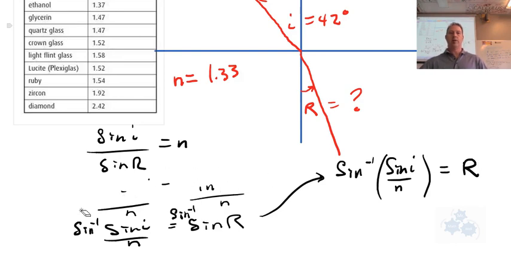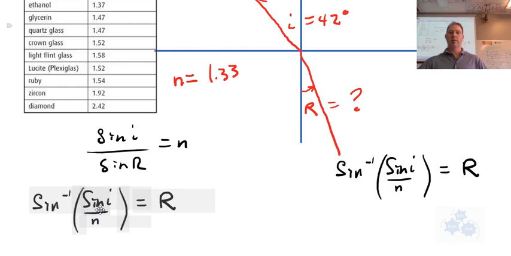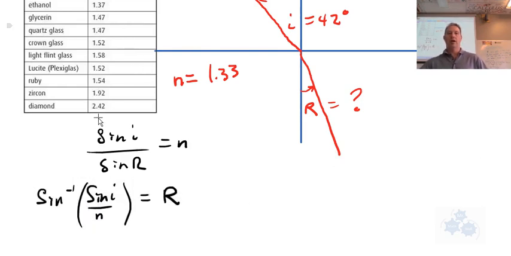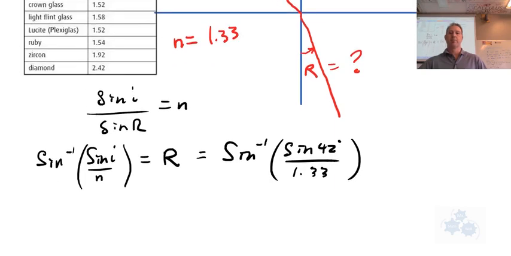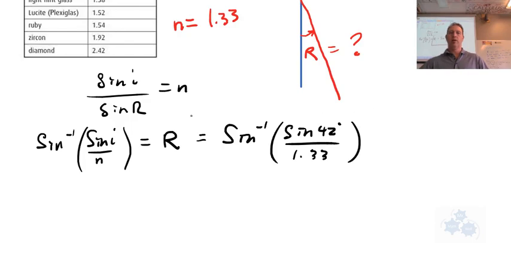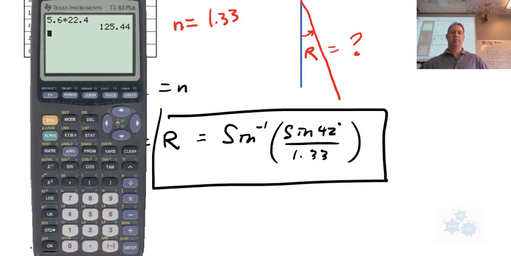Okay, so I'm going to erase the work here to get that. So now that we have this, let's fill in our values and put it in the calculator. Okay, let's move that over here. And so sine of I, that's going to be sine of 42 degrees, right? N is going to be 1.33 because we're going into water. And so if we look at this on our calculator, your calculator might look a little bit different than mine.